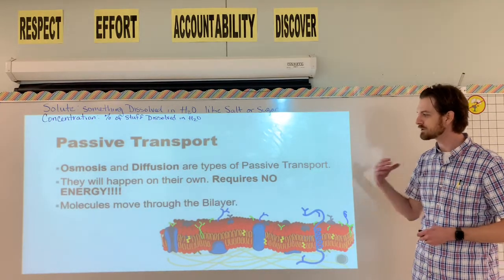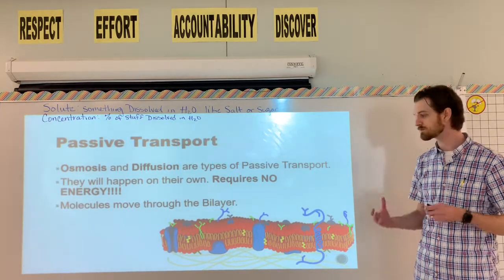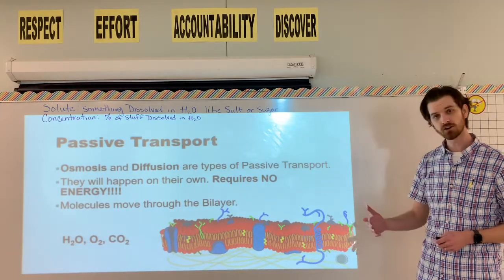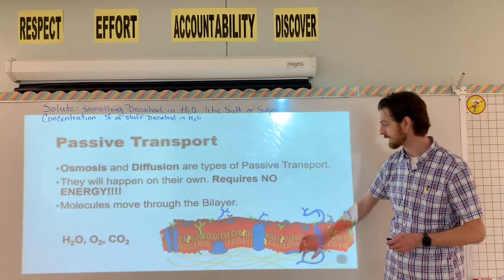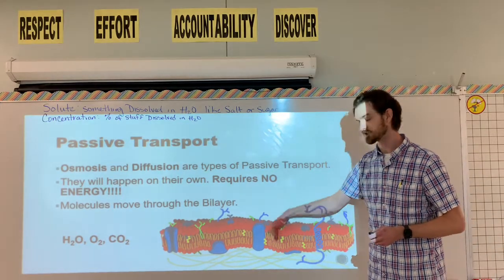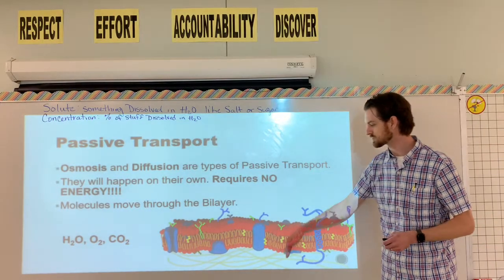Okay? So they're going to have these particles that move through the bilayer, or molecules that move through the bilayer, and they're very specific ones that can. So water, for instance, can easily move through. That would be the osmosis part, right? Also, gases like oxygen can easily move through, and carbon dioxide, because we want to make sure that we're getting oxygen inside the cell.